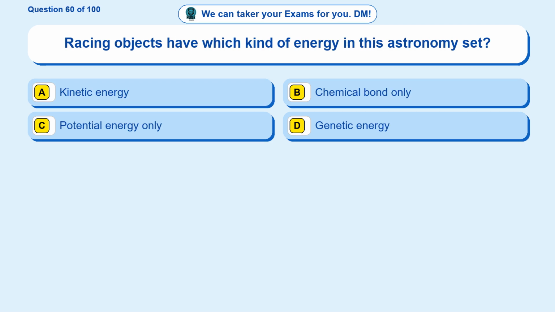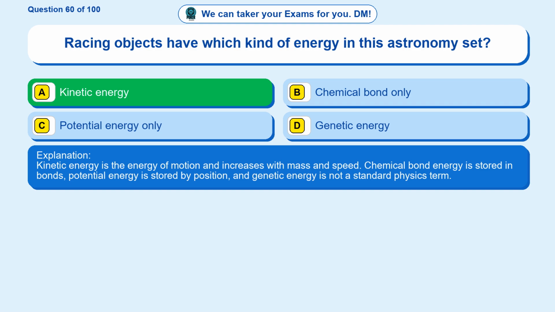Question 60. Racing objects have which kind of energy in this astronomy set? Option A, kinetic energy. Option B, chemical bond only. Option C, potential energy only. Option D, genetic energy. The correct answer is option A, kinetic energy.